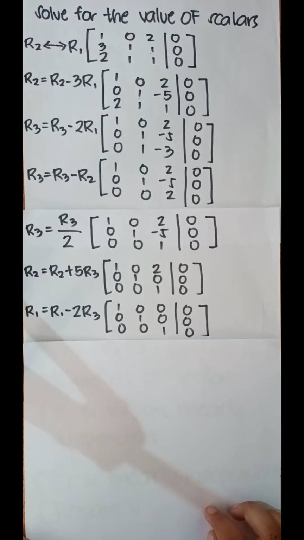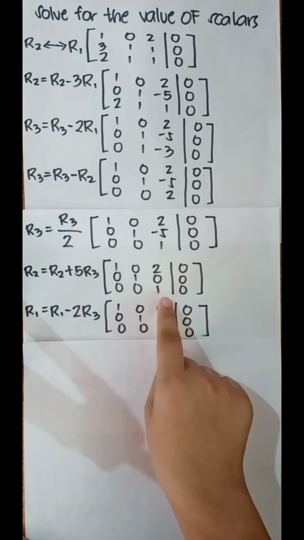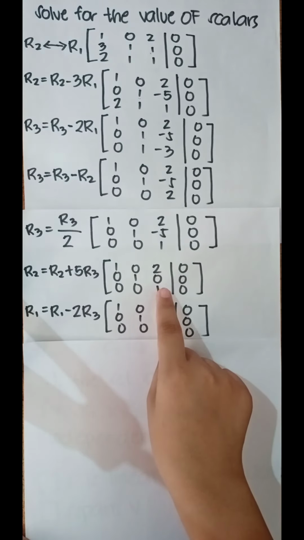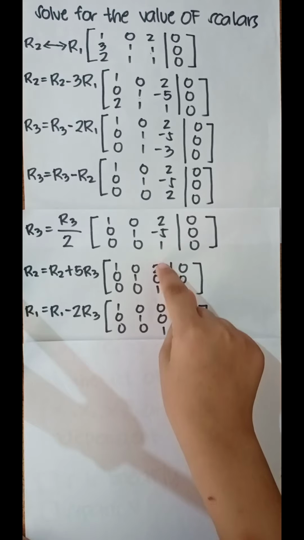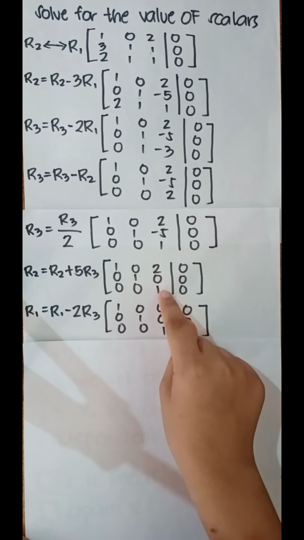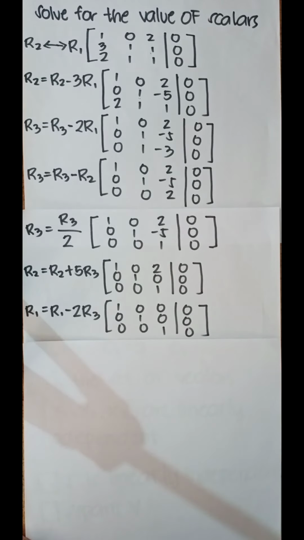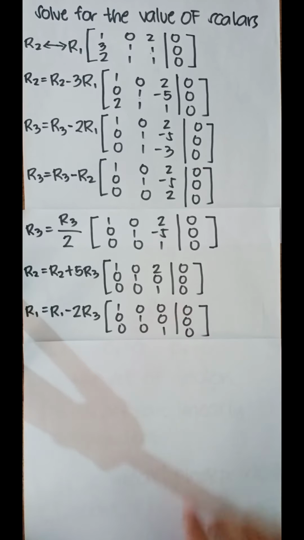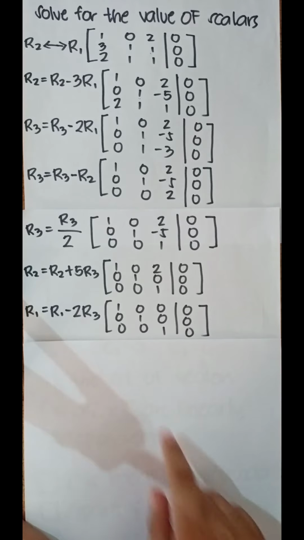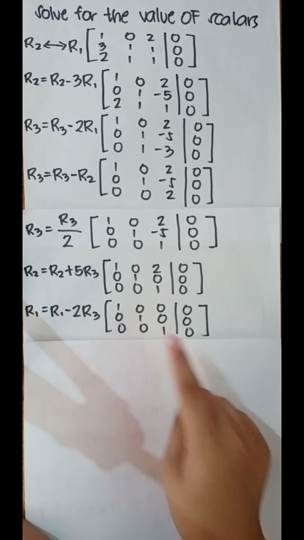We are going to subtract R1 minus 2R3. So we have 2 minus 2 times R3, or 2 minus 2 times 1 is equal to 0. So at this point, we have already achieved our identity matrix. The diagonal entries are 1, 1, 1, and elsewhere are 0.